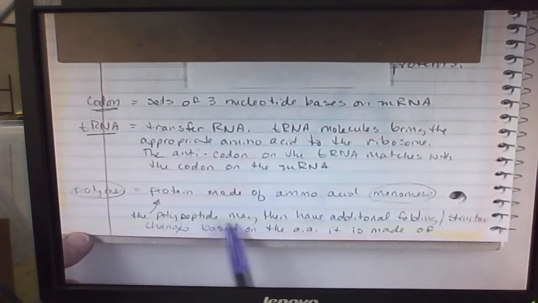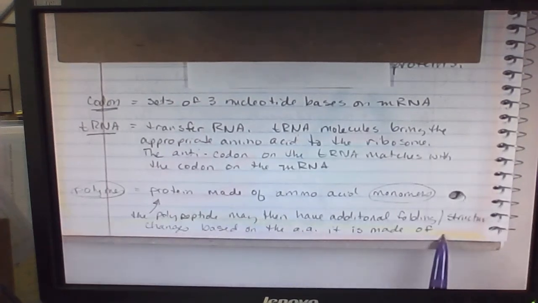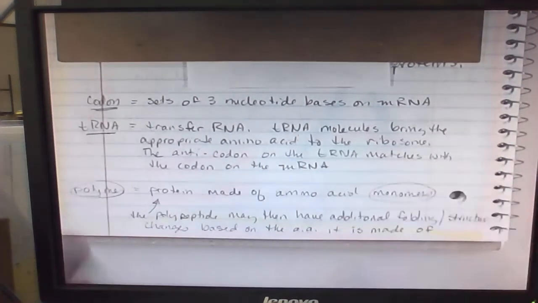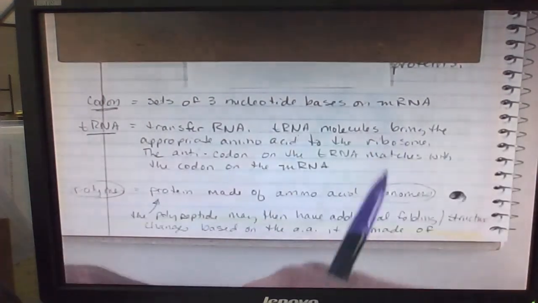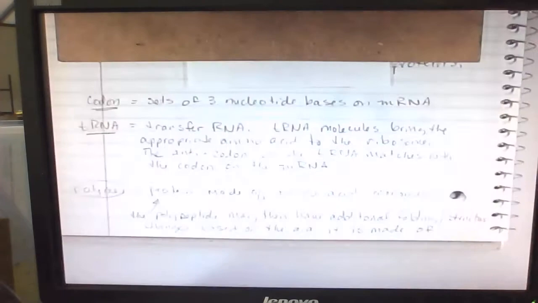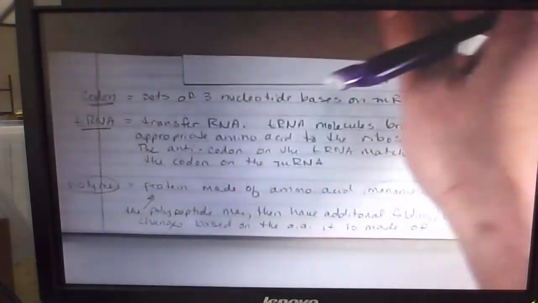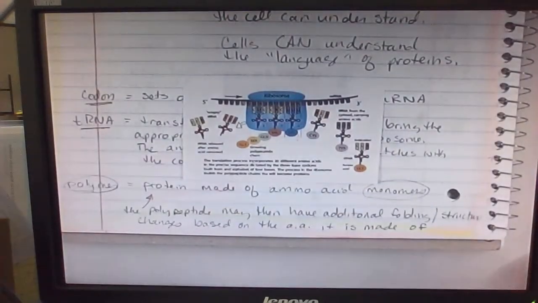The polypeptide may then have additional folding and structure changes based on the amino acids it's made of. We talked about that in class, that if it was hydrophilic, hydrophobic, positive, negative, those amino acids might want to come together, or they might fold to be exposed to the outside, or hide on the inside. So it depends on their characteristics how that protein is going to fold.